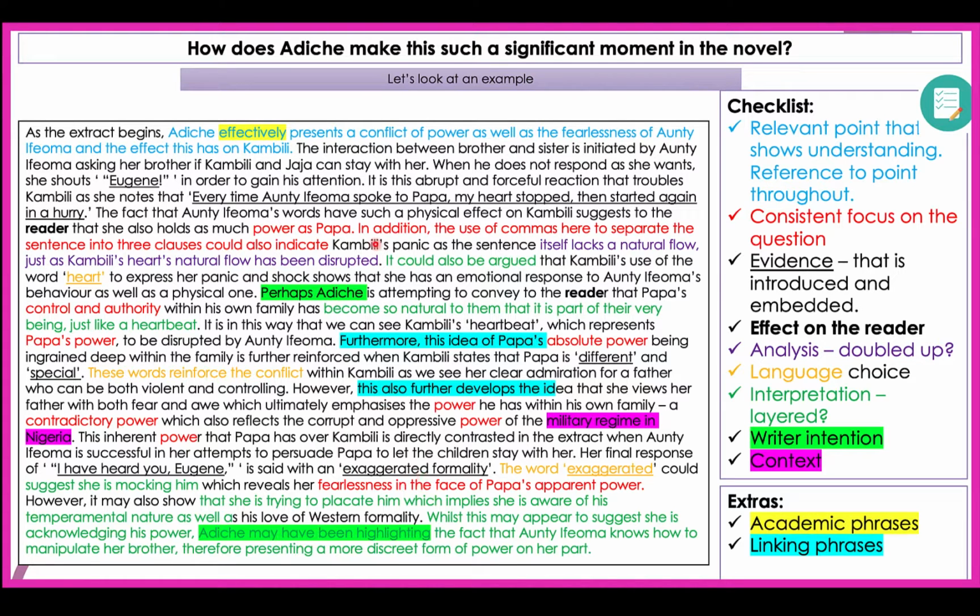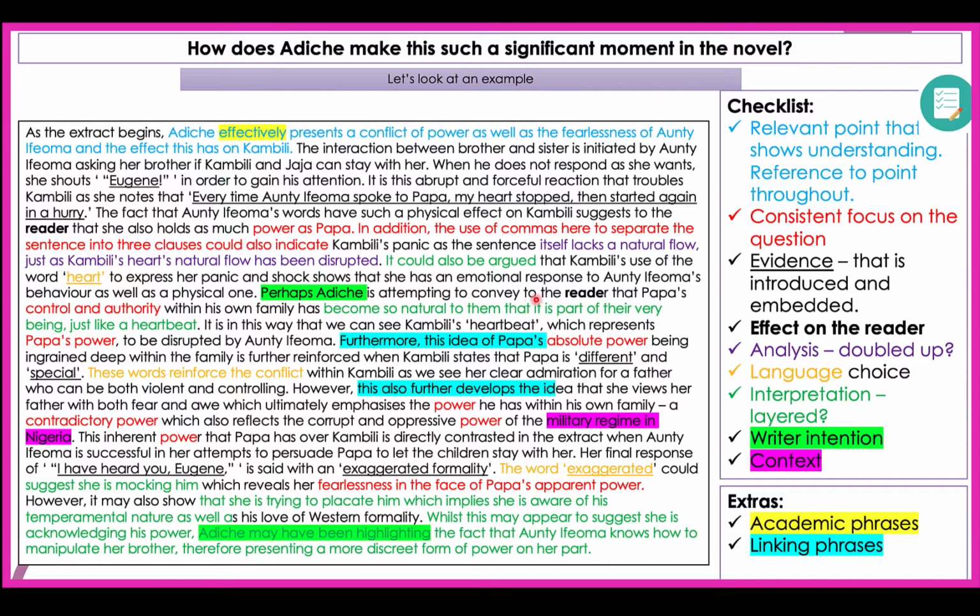In addition, the use of commas here to separate the sentence into three clauses could also indicate Kambili's panic, as the sentence itself lacks natural flow. So here we've got our analysis. Just as Kambili's heart's natural flow has been disrupted. It could also be argued, so nice phrases like this show that you're going to develop an interpretation, that Kambili's use of the word heart, so focus on language here, to express her panic and shock shows that she's got an emotional response to Auntie Ifeoma's behaviour as well as a physical one.